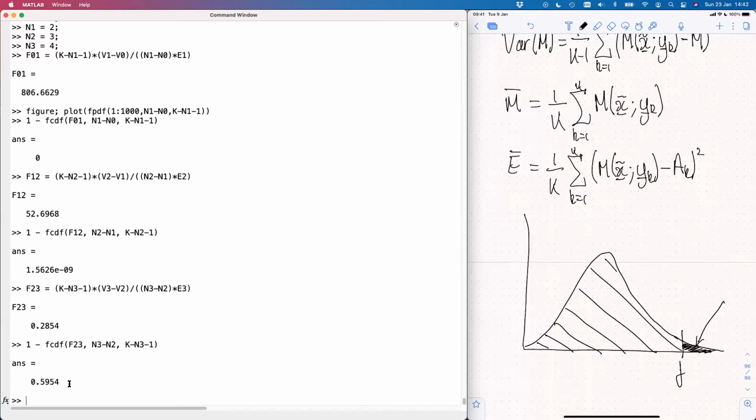Okay, so that's the way the simple F-test works for model selection.